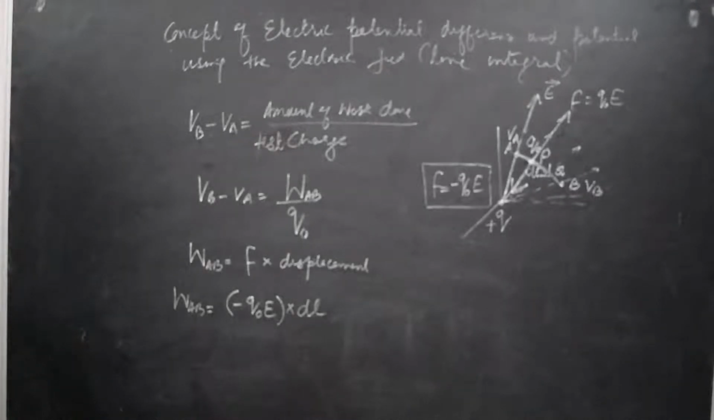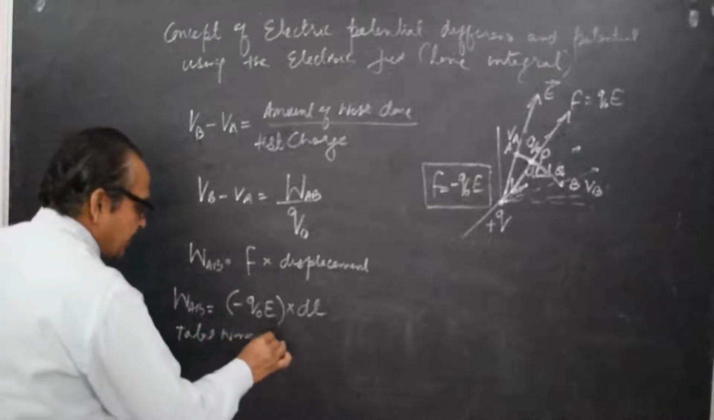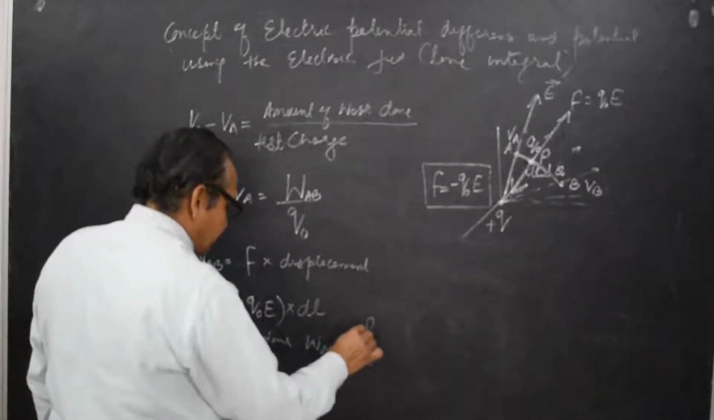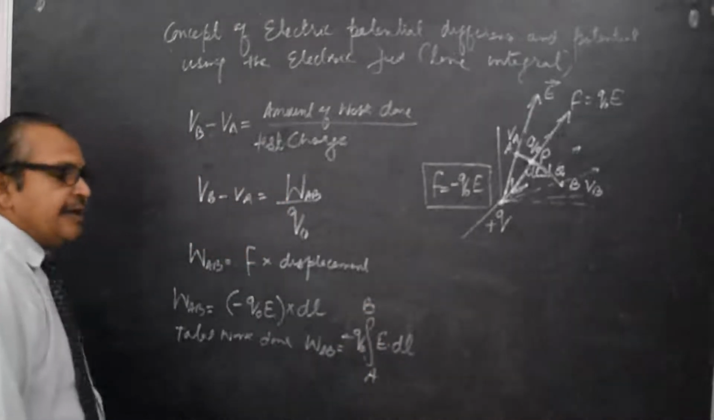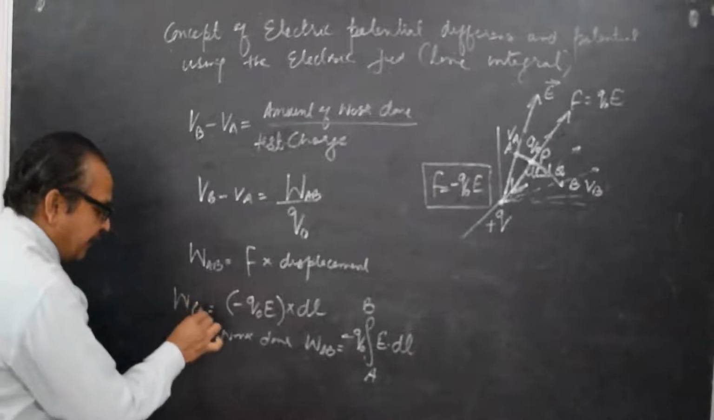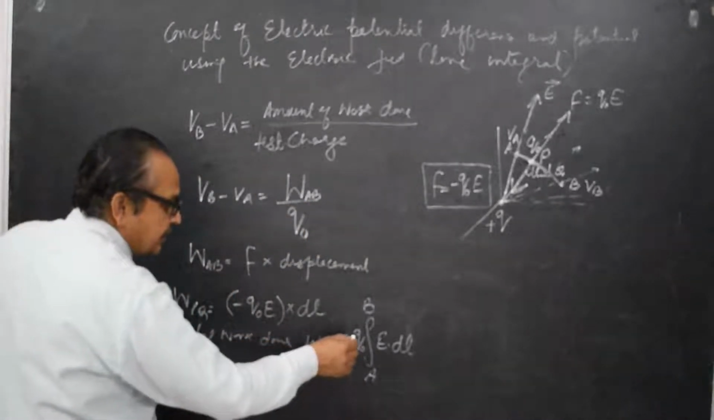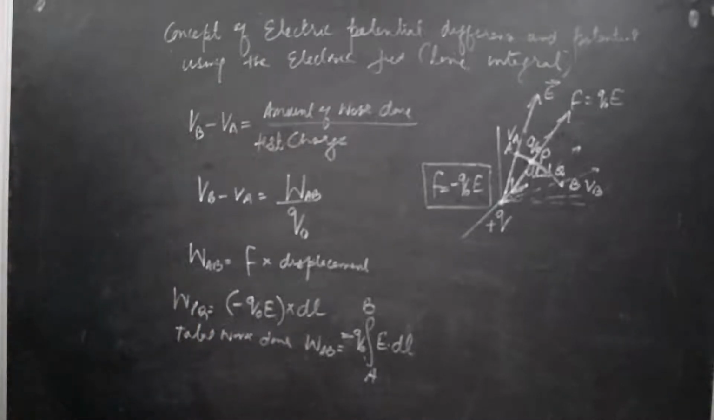Any doubt? अब यहां पर क्या है? Minus Q naught, and the total work done WAB will be equal to the integration, where minus Q naught will come out and I will be left with E dl from the limits A to B. This is the work done while moving it from P to Q, and when we take the work done for the entire AB path, it will be an integration. Because the charge is constant, it will come out and I will be left with the integral of E dot dl. Any doubt?